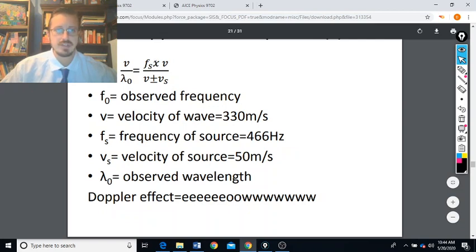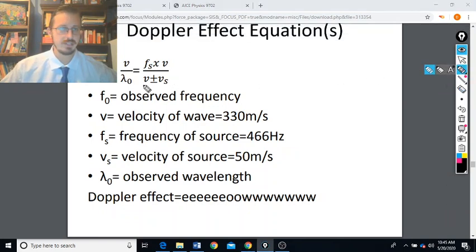So the frequency of the source times the velocity of the wave divided by the velocity of the wave, and then plus or minus the velocity of the source. So remember, it's an apparent shift in frequency due to the relative motion of an observer and the source of the wave. And so if the source is moving towards the observer, then we would subtract in the denominator here. But if the source were moving away from the observer, then we would add.